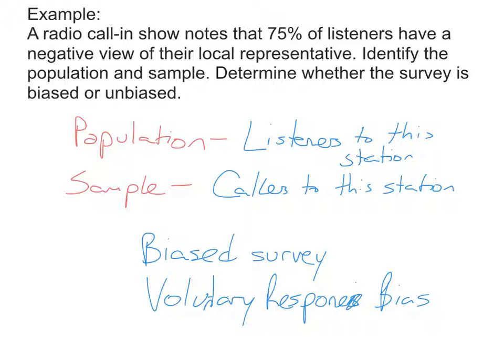So this is not a valid survey to say that 75% of people in this area have a negative view of their local representative. It just happened to be those that wanted to call in and have their voices heard at that moment. Okay? So that's our lesson on sampling and bias. We are done.